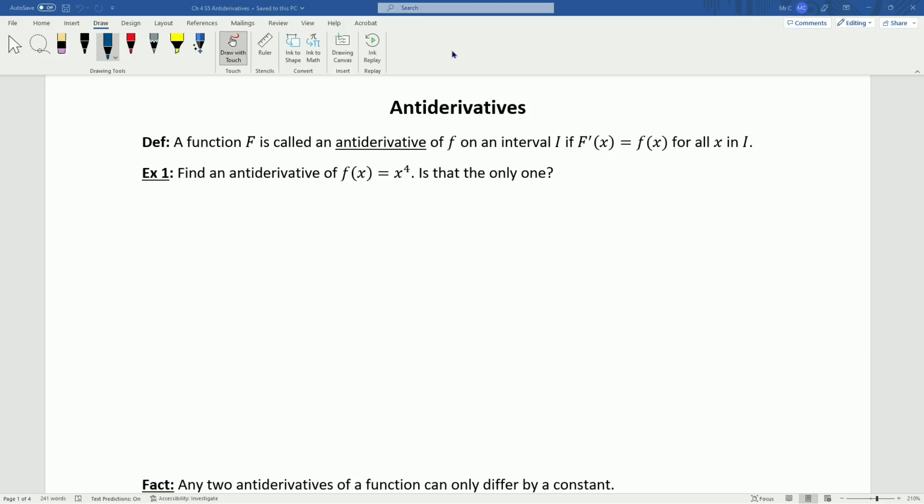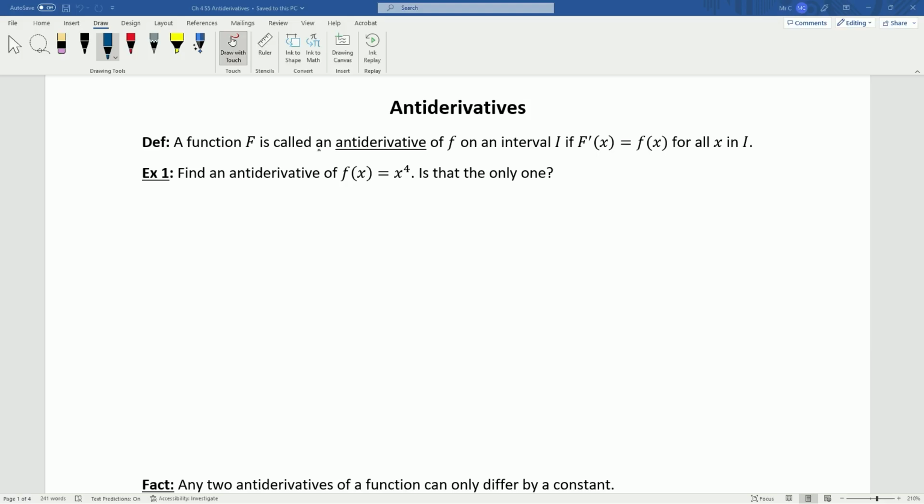So an antiderivative is exactly what you think it would be, or at least should be. It's just the reversal of the process of taking a derivative. So we define a function capital F as an antiderivative of little f. We use capital F for the antiderivative and lowercase for the original function. A function, cap F, is called an antiderivative of f on an interval I if cap F prime of x equals little f of x for all x in I.